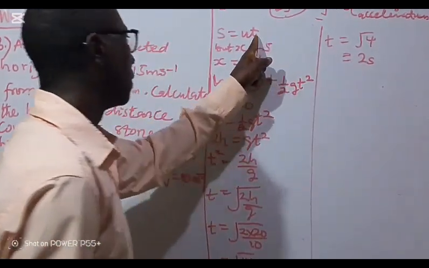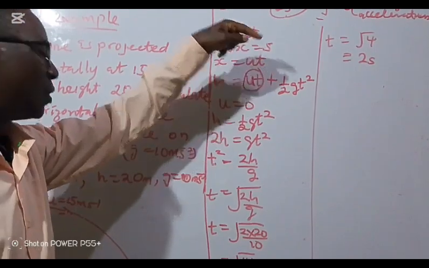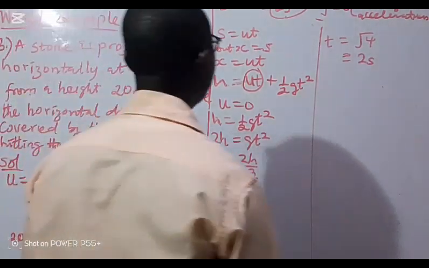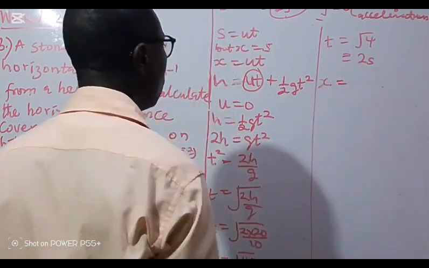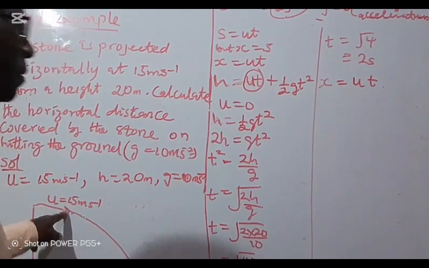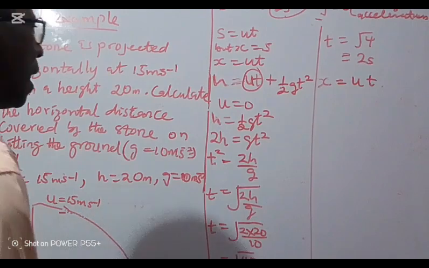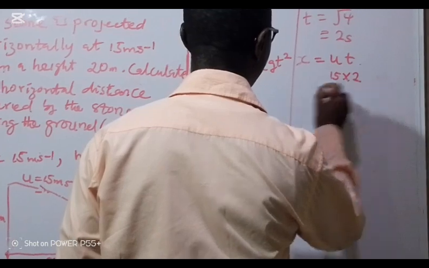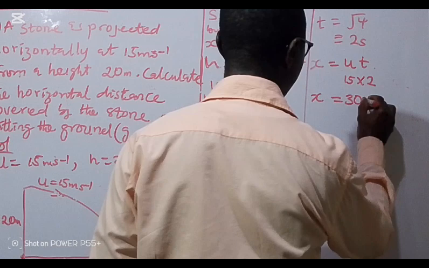This is meant for the t we have here, that is, the time taken for the object to fall to the horizontal ground. Now, once you know the value of t, our s, which is the horizontal distance, will be equal to ut. What is our u? Don't forget, this question brought the two topics together, that is linear motion and motion under gravity. So we are going to have 15 multiplied by 2. So the horizontal distance covered by the stone will be equal to 30 meters.